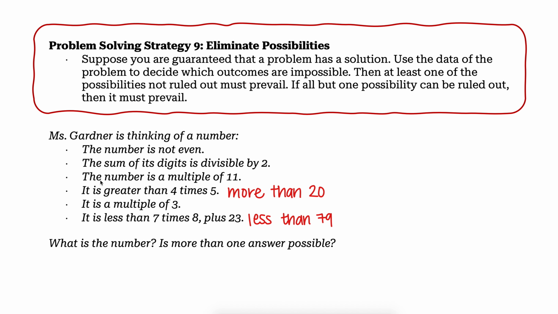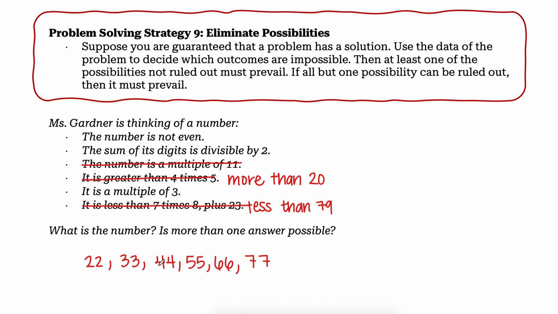We're also told that it is a multiple of 11. So I'm going to look at the multiples of 11 that are greater than 20 but less than 79. So that means we're looking at 22, 33, 44, 55, 66, and 77. So I've now dealt with this, and this. So now we're going to narrow it down. We know it's one of these 6 numbers.